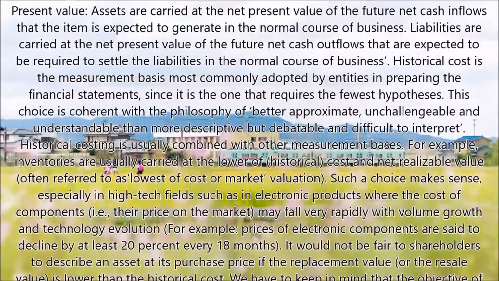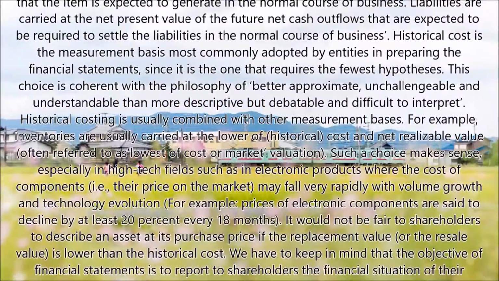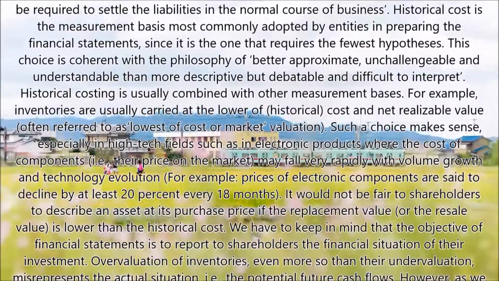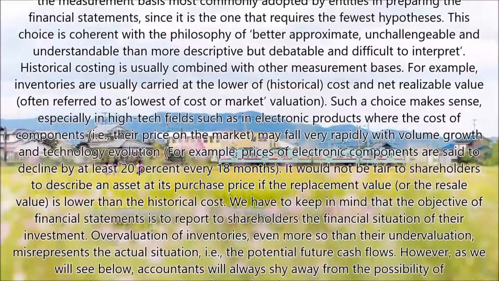Historical cost is the measurement basis most commonly adopted by entities in preparing the financial statements, since it is the one that requires the fewest hypotheses. This choice is coherent with the philosophy of better approximate, unchallengeable, and understandable than more descriptive but debatable and difficult to interpret. Historical costing is usually combined with other measurement bases.